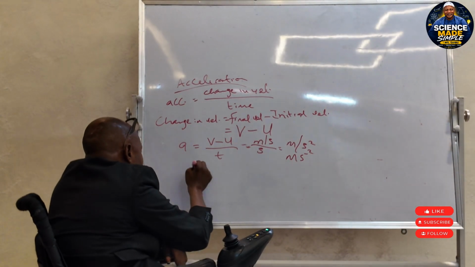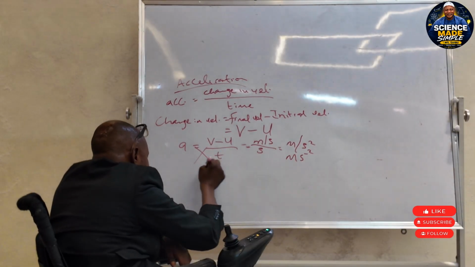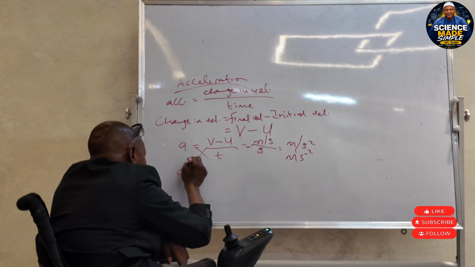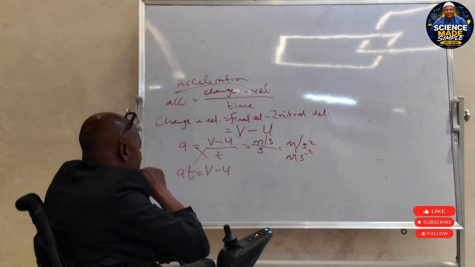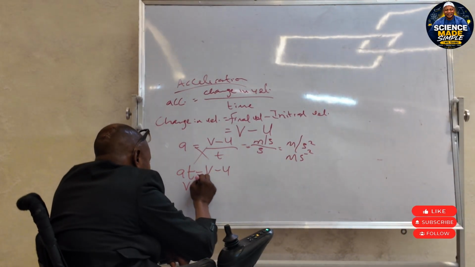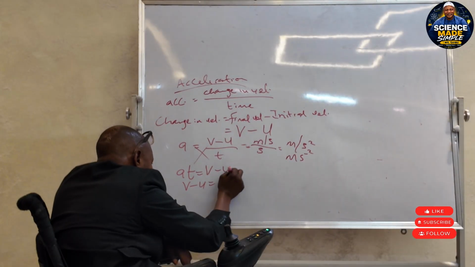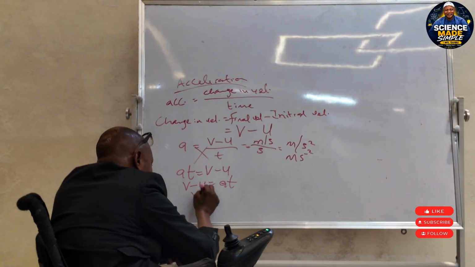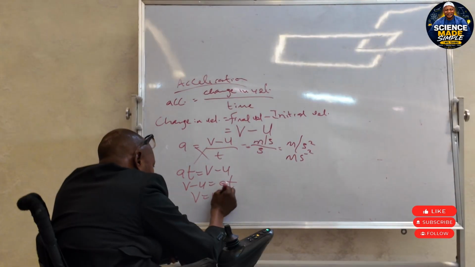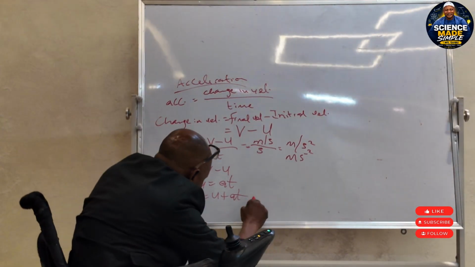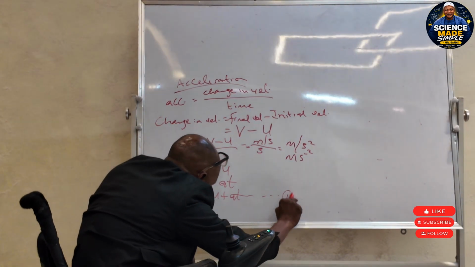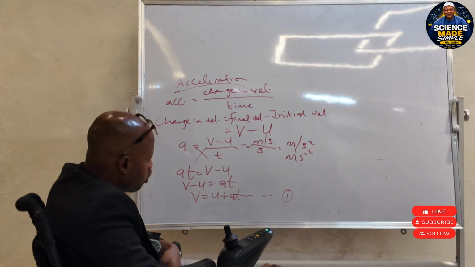From here, our acceleration will cross multiply. It will be at is equal to v minus u, or you say v minus u is equal to at. Our v here will now be u plus at. From here, this formula is called the first equation of motion.